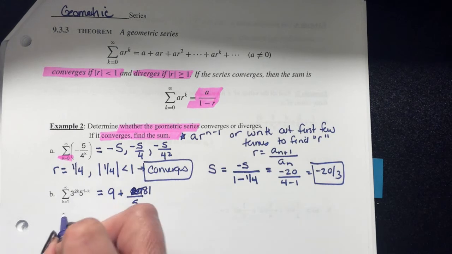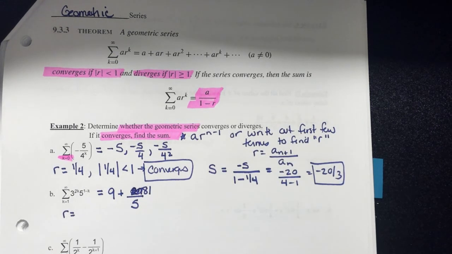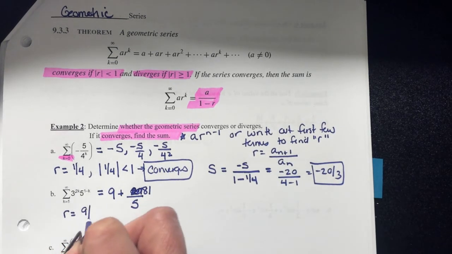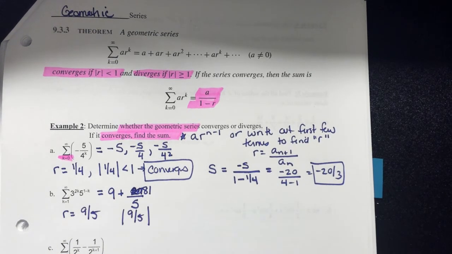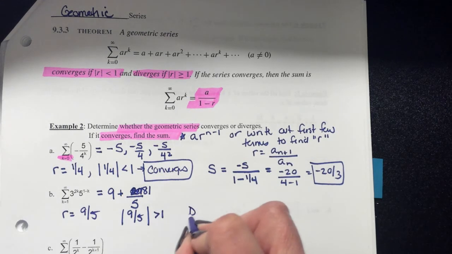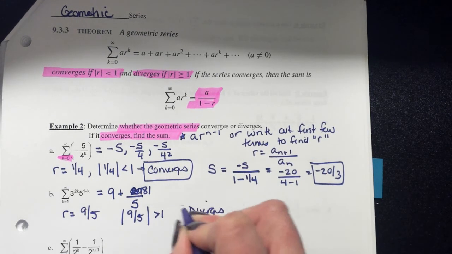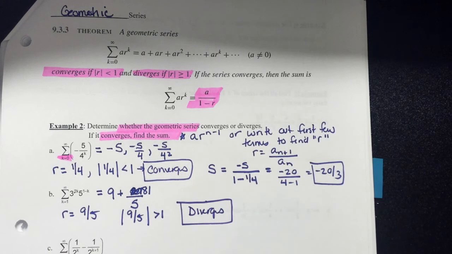What's the common ratio going to be? 9/5. So is the absolute value of 9/5 greater than 1, or is it going to be less than 1? Greater than 1. So what can you tell me about this series? Is this series going to diverge or is it going to converge? It's going to diverge. Okay. So any questions on A or B?